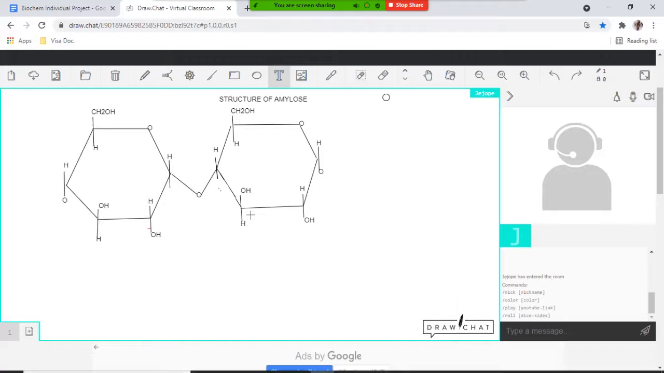I'm just going to stop sharing the screen. Now that we're back, just to end off, we're going to list a couple of functions of amylose. What exactly is their purpose? Well, they have several. They can act as a gelling agent, a water binding agent, a thickening agent in foods, and even as a plant energy store. So a lot going on.